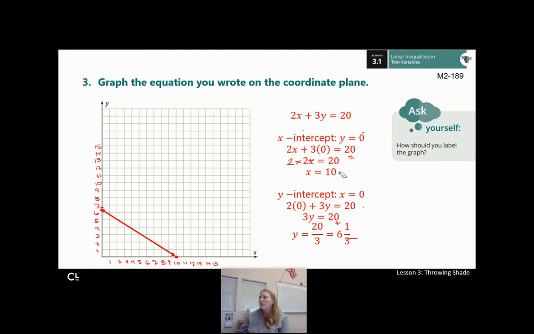There's a typo over here too. Do you see my typo? That should be 2/3. There's a typo. Easily fixed. Oh, look, now it's a 2. So we've graphed our equation.